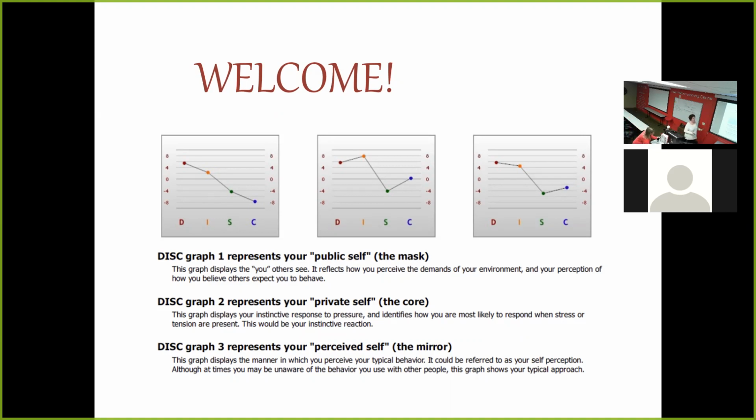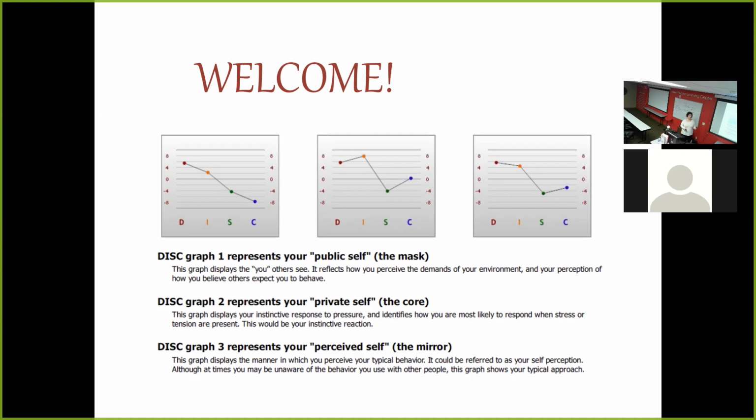Okay, so let's take a look and let's make sure we understand our graphs. As you come to this graph on the screen, these are 3 different approaches. The first graph to the far left is how you think others perceive you. This is what you think others see you like. The middle graph is what I call fight or flight.